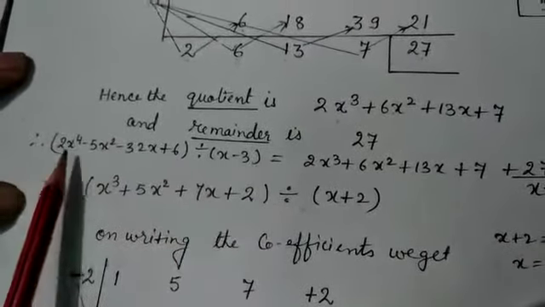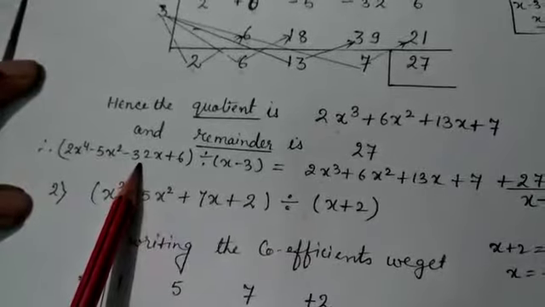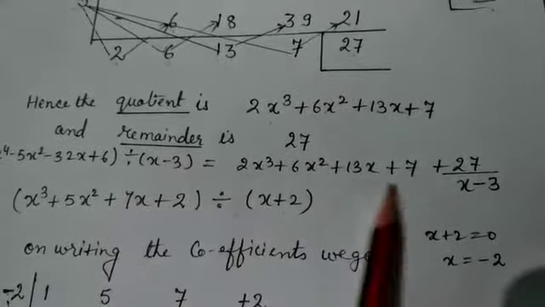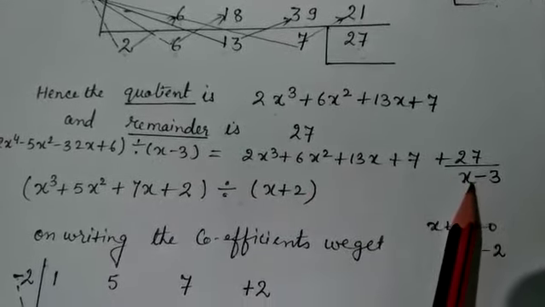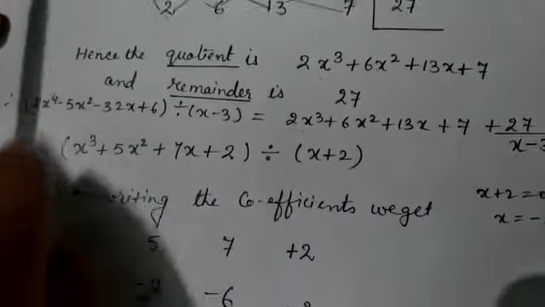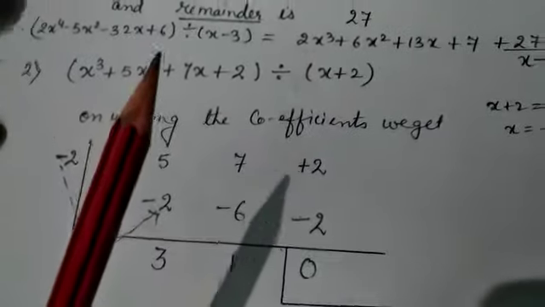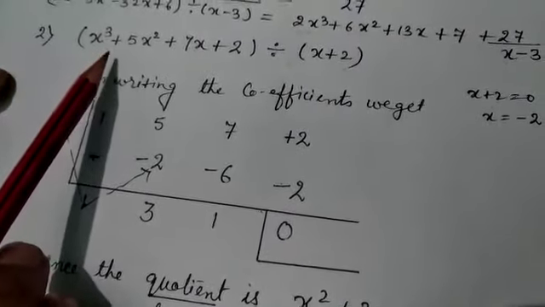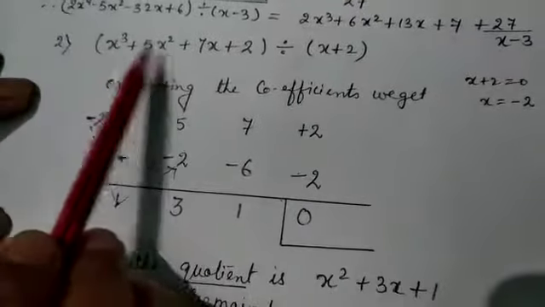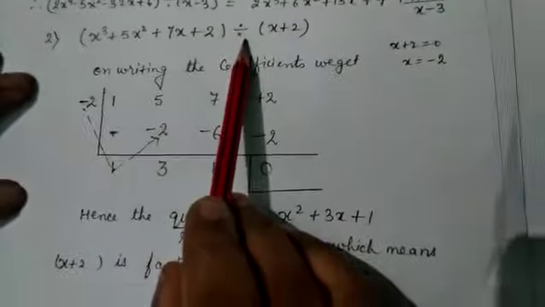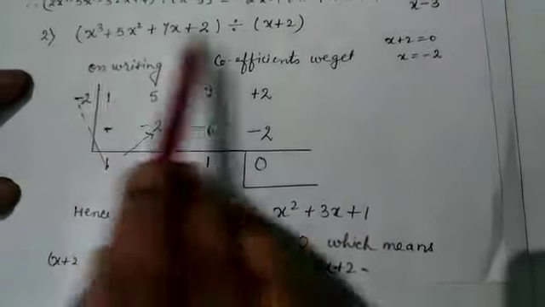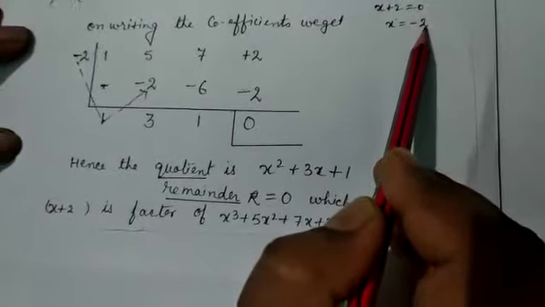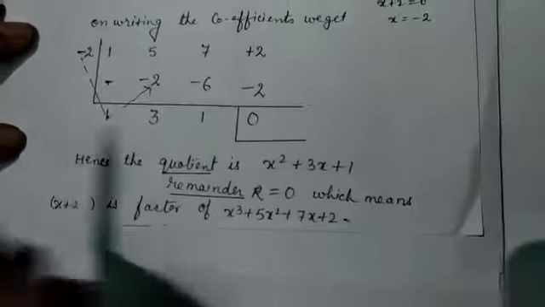So we can write it in this way, that 2x^4 minus 5x square minus 32x plus 6 when divided by x minus 3 will give the quotient plus the remainder divided by x minus 3. So this is the way we do the synthetic division. One more example we have here, that again we'll find out the quotient and the remainder when this polynomial x cube plus 5x square plus 7x plus 2 is divided by x plus 2. So here we have to divide it by x plus 2. When we equate it with 0, we'll get minus 2. So on the left hand corner, we have to write minus 2.